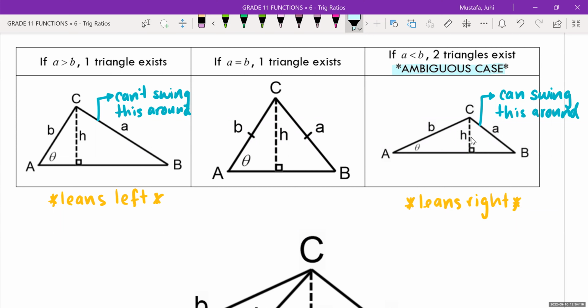Yes, like you can't swing it around, so that's the only possibility. You would just solve it as is.